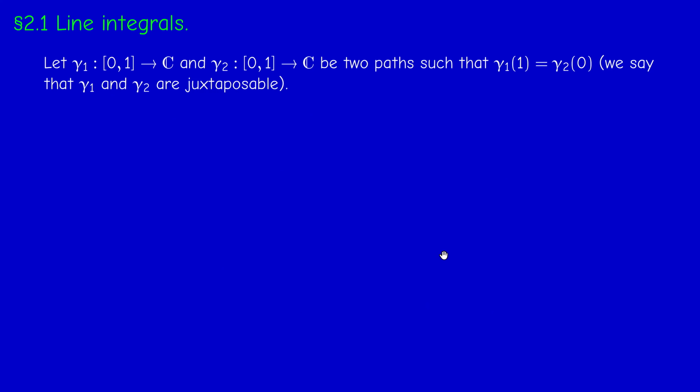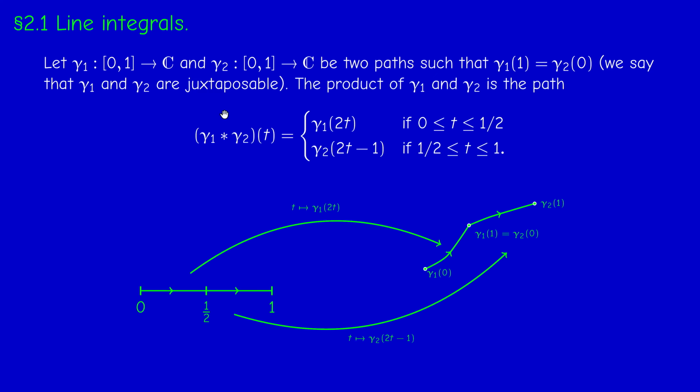Okay, now I come to the next concept of composition or product of two paths. Suppose that we have two paths, gamma 1 and gamma 2. We can assume that they are both defined on 0, 1. If the endpoint of the first one coincides with the initial point of the second path, we say that the paths are juxtaposable.